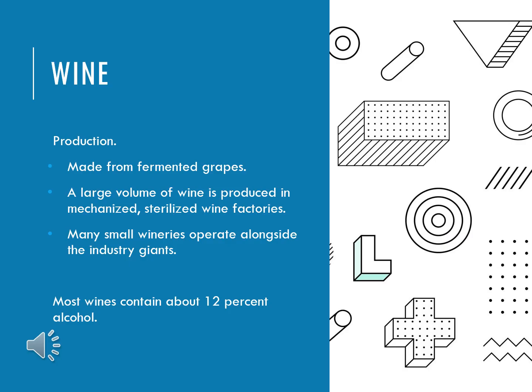So, wine is one of humankind's oldest beverages, a drink that for generations has been praised as a gift from heaven and condemned as a work of the devil. Although a large volume of wine is now produced in mechanized, sterilized wine factories, many small wineries operate alongside the industry giants, and the tradition continues that careful selection and cultivation of grapevines, good weather, precise timing of the harvest, and careful monitoring of the fermentation and aging can result in wines of noticeably higher quality.